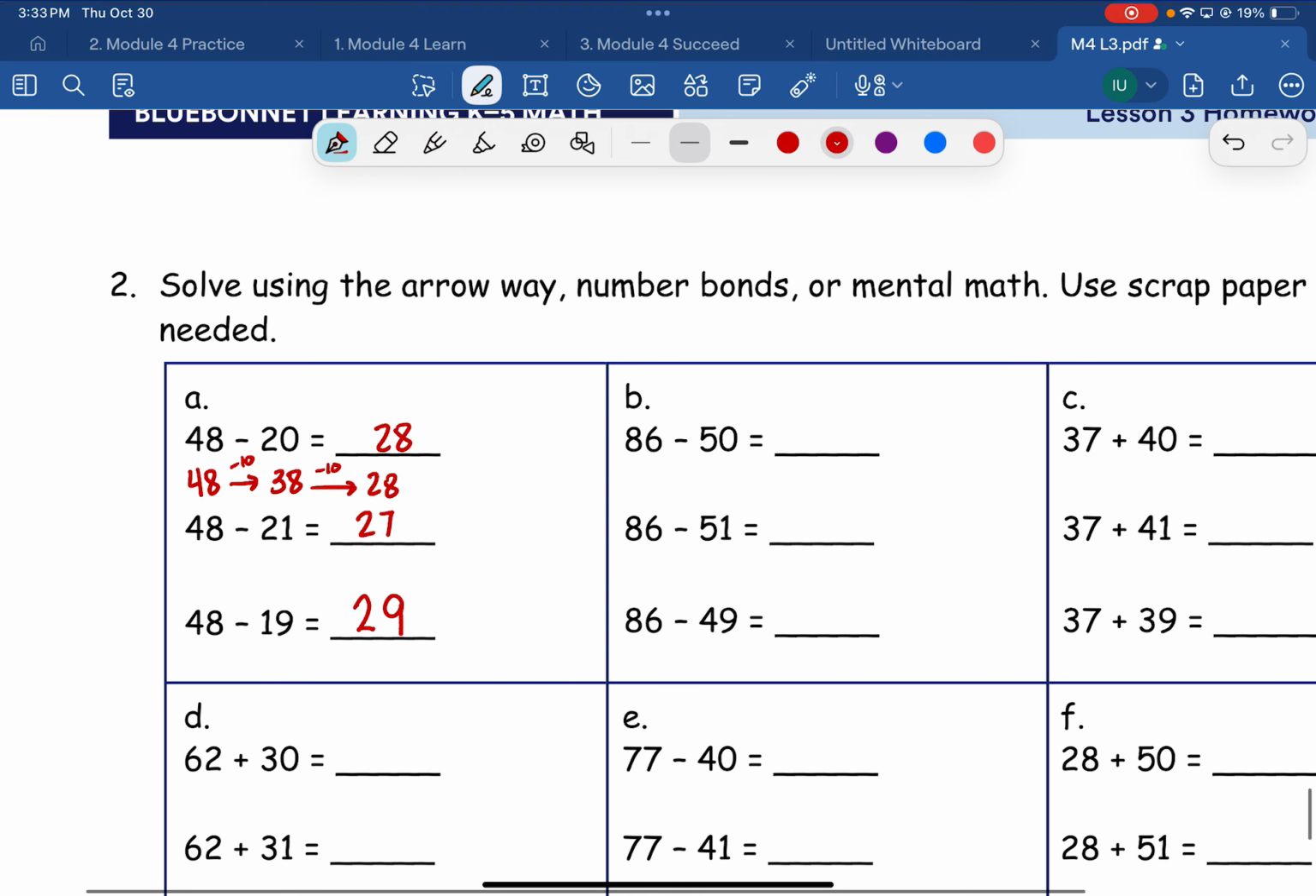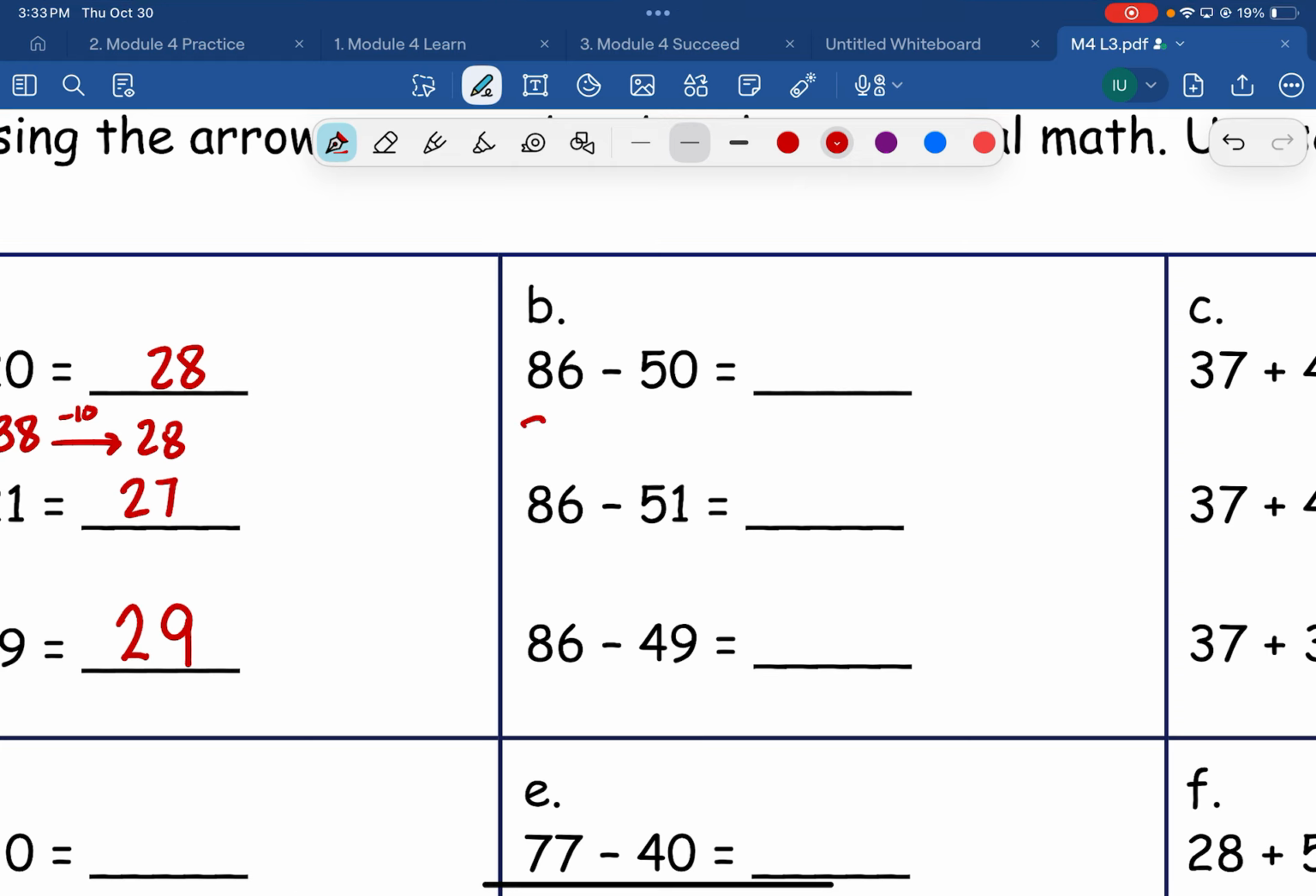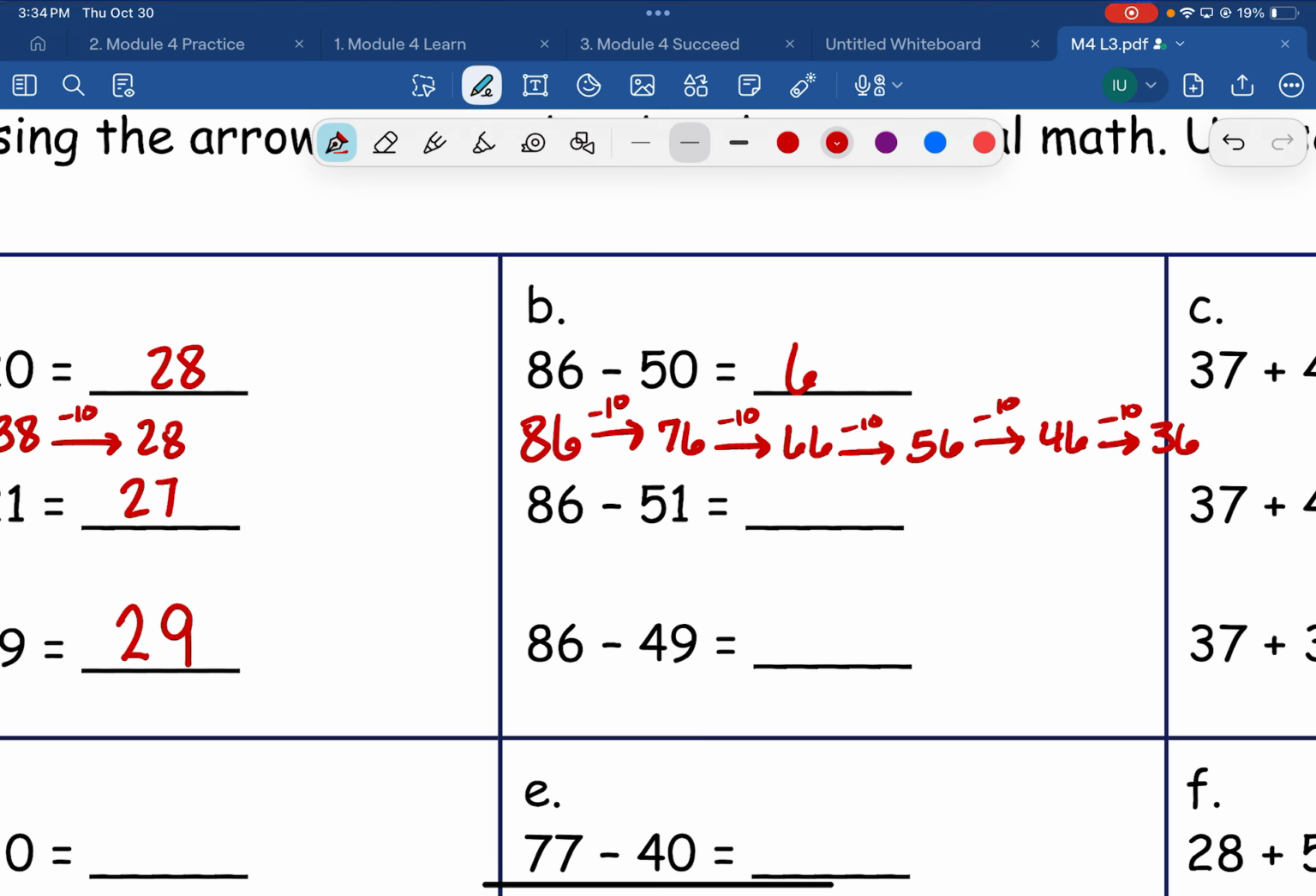Okay? Let's look at 86 minus 50. I'm going to do 86, take 10. We've got 76. 76, take 10 away. We've got 66. 66, take 10. We've got 56. 56, take 10. We've got 46. 46 minus 10 equals 36. So now we're going to do 86 minus 51. So that's actually taking one more away.